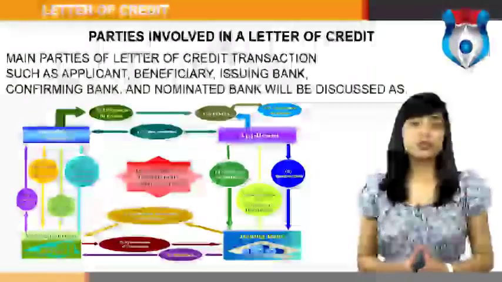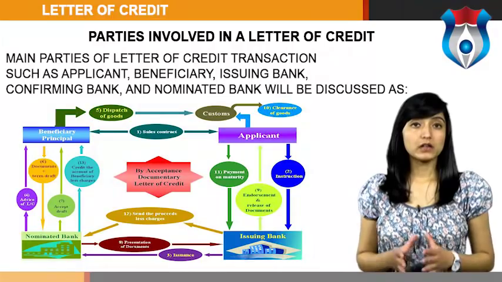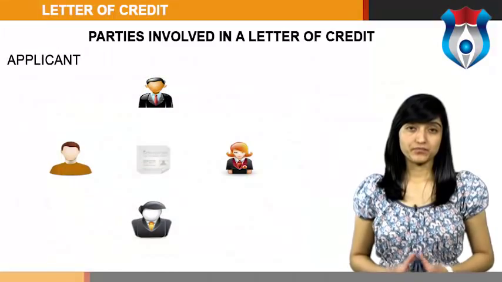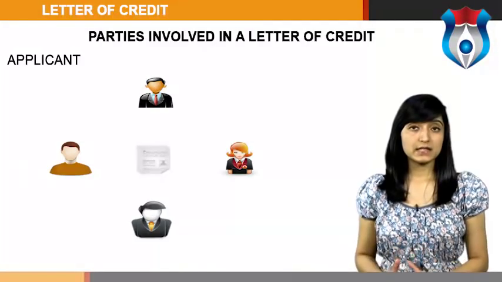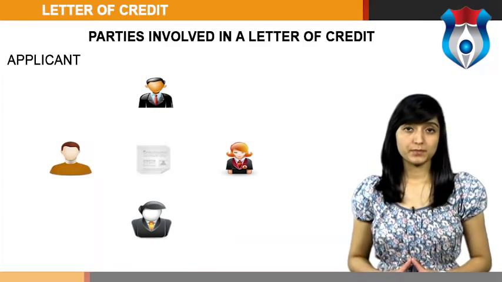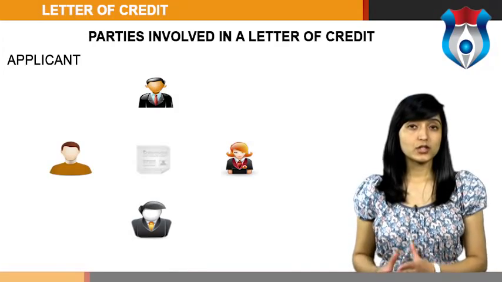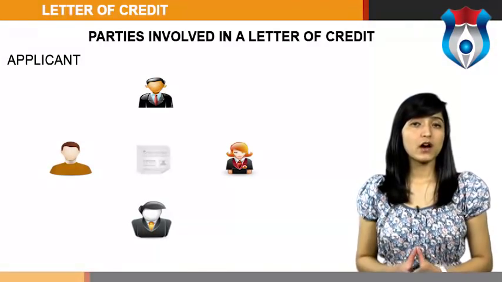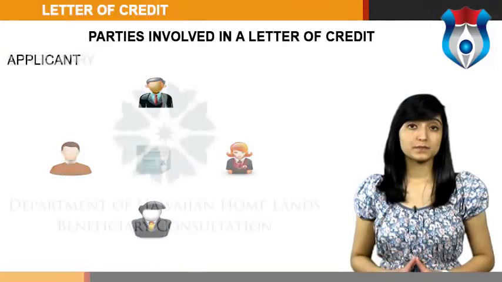Main parties of letter of credit transactions, such as applicant, beneficiary, issuing bank, confirming bank and nominated bank, will be discussed. Applicant: the applicant is the buyer of the goods or services supplied by the seller. Letter of credit is opened by the issuing bank as per the applicant's request. However, the applicant does not belong to one of the parties to a letter of credit transaction. This is because letters of credit are separate transactions from the sale or other contract on which they may be based.